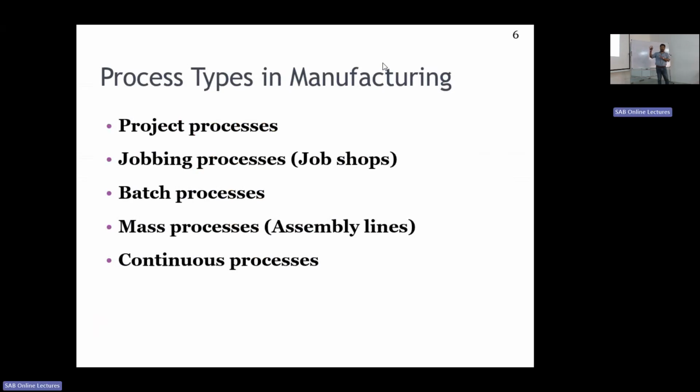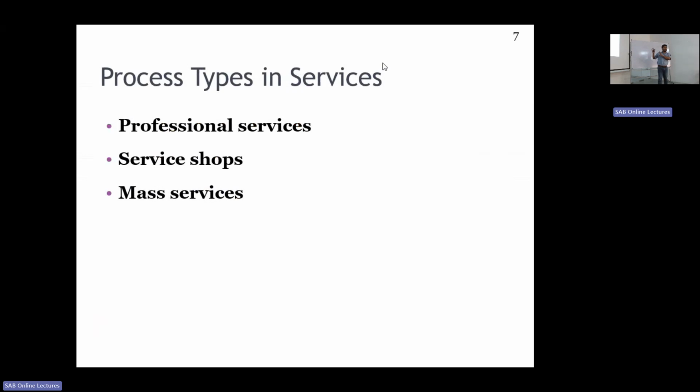So for manufacturing, there are 5 different types. For services, there are 3 different types. Clear? So we are going to discuss their characteristics, the advantages, where to use which one with examples.